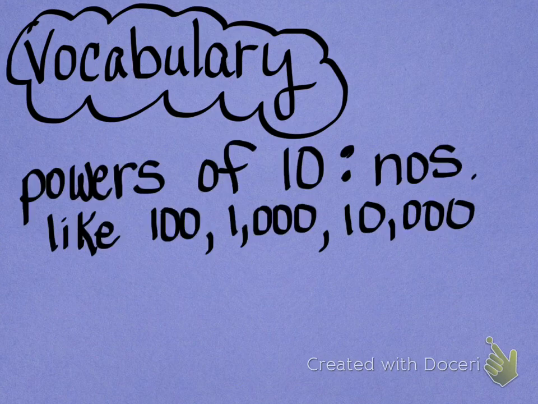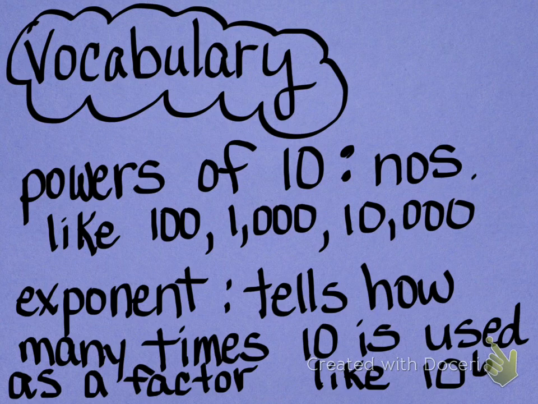All right, we do have some vocabulary. Powers of 10, and those are the numbers like 100, 1,000, 10,000. Okay, those are all powers of 10. An exponent tells how many times 10 is used as a factor, like 10 to the 6th power.